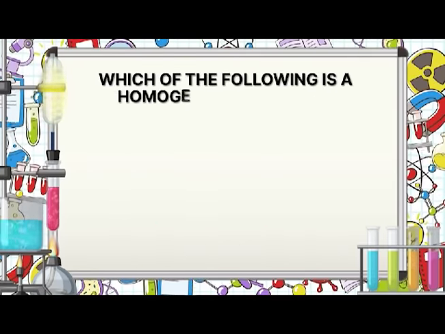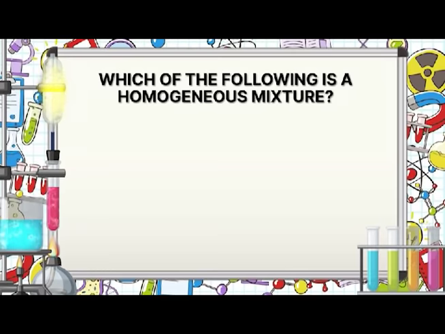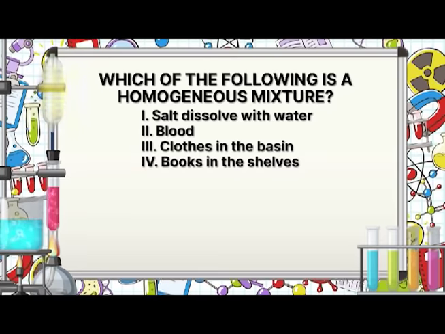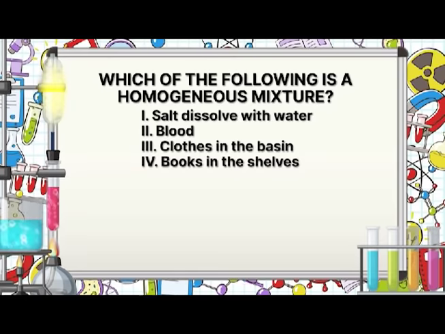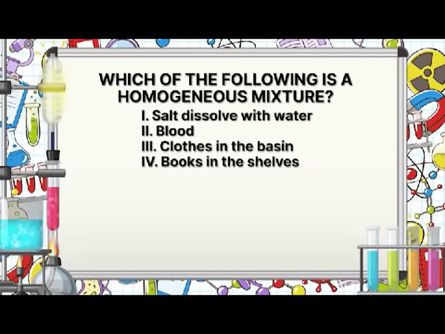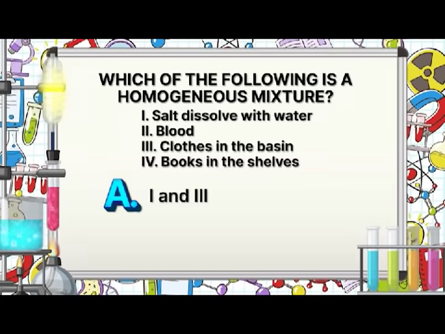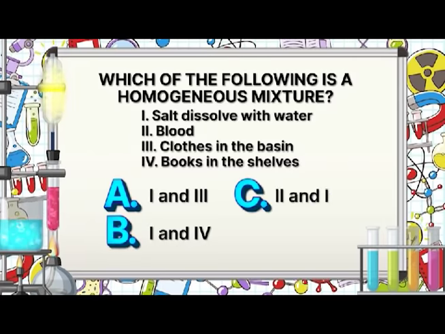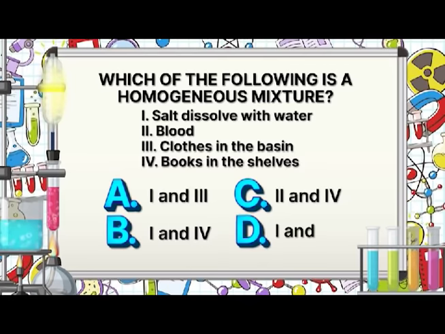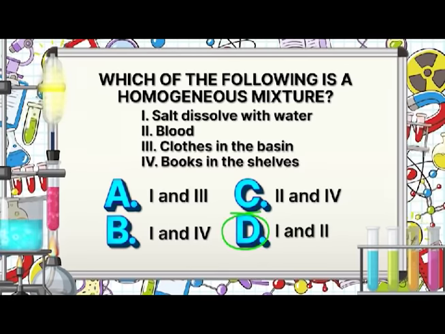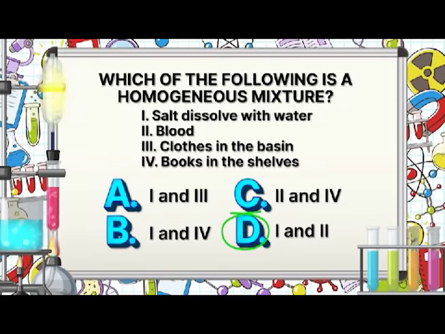Number 4. Which of the following is a homogeneous mixture? 1. Salt dissolved with water. 2. Blood. 3. Clothes in the basin. 4. Books in the shelves. A. 1 and 3. B. 1 and 4. C. 2 and 4. Or D. 1 and 2. The correct answer is D. Salt dissolved with water and blood.